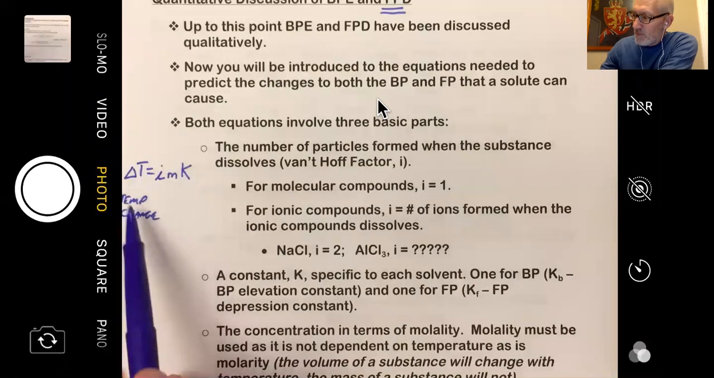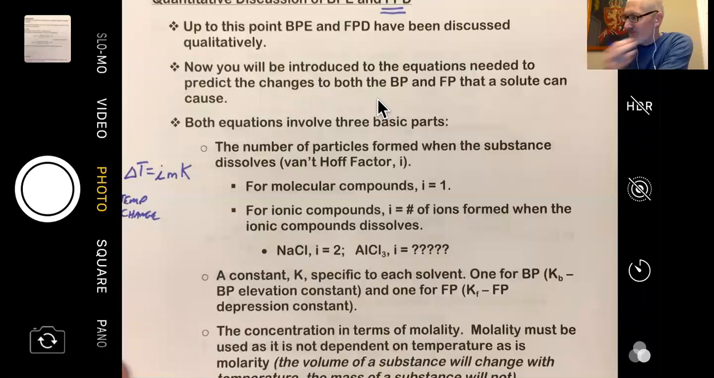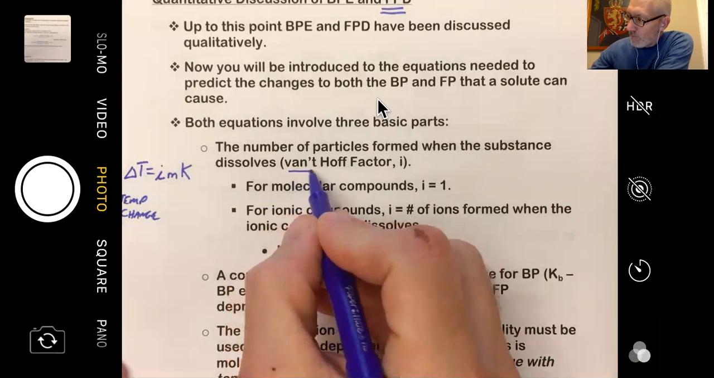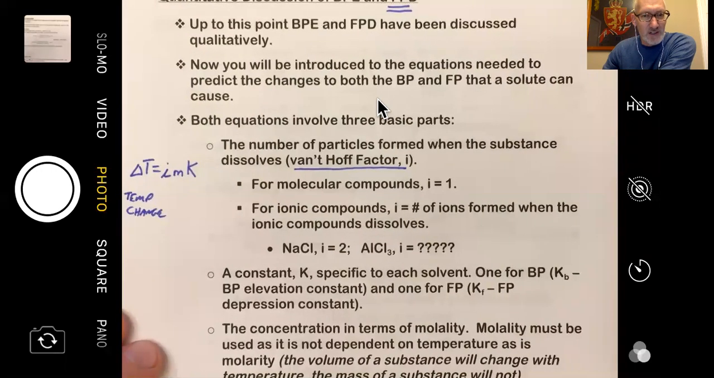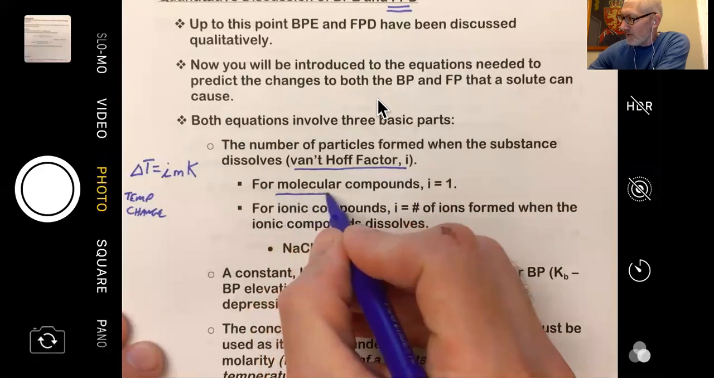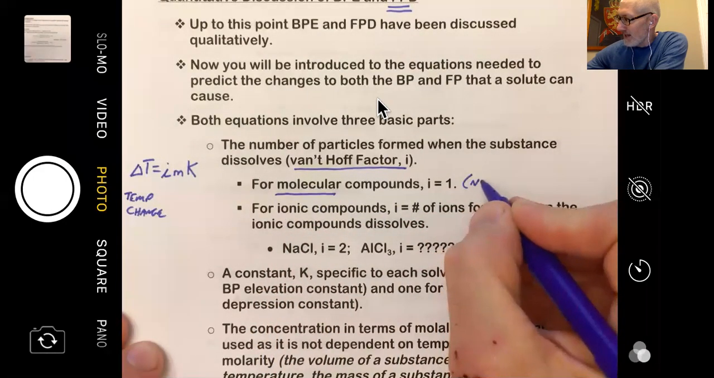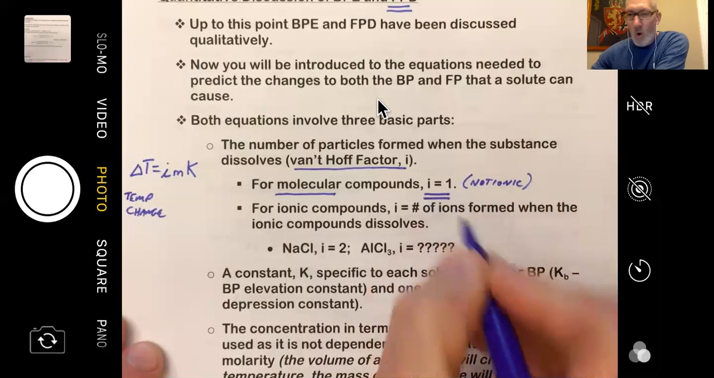So delta T represents temperature change. It can either be the increase in the boiling point, or it can be the decrease in the freezing point. I stands for what we call the Van't Hoff factor, all right? And again, we'll talk more about it on Wednesday during class time. But if we're talking about a molecular compound, basically anything that is not ionic, we're going to have an i value of 1.